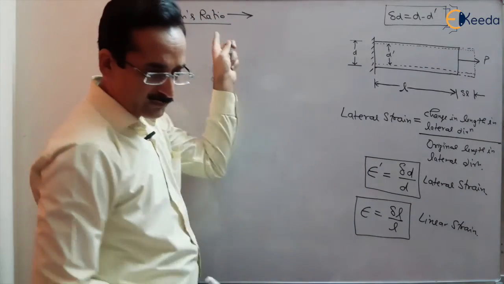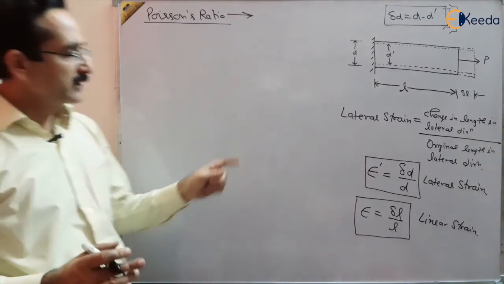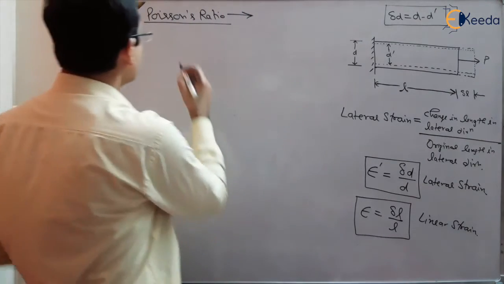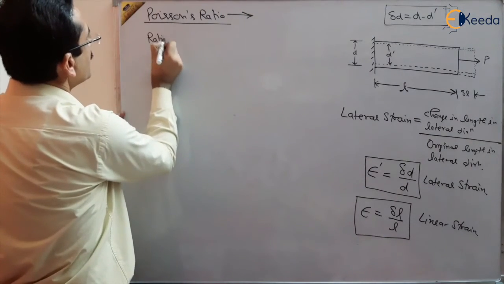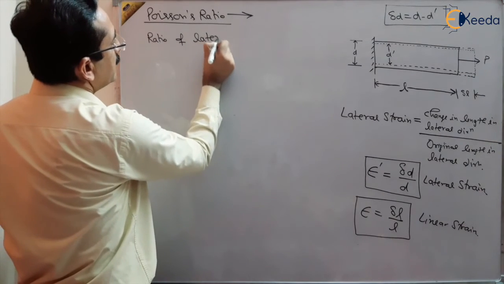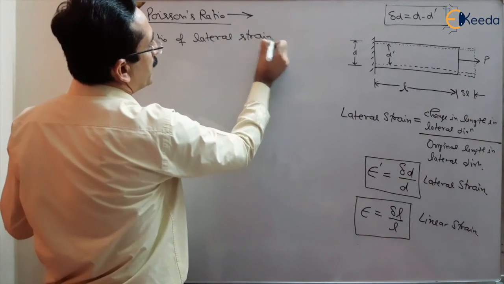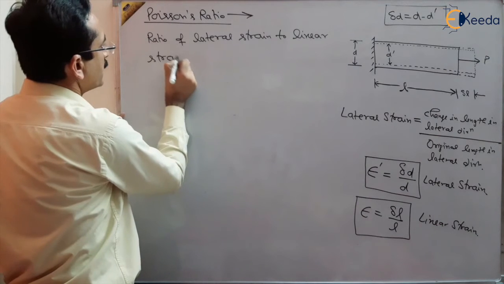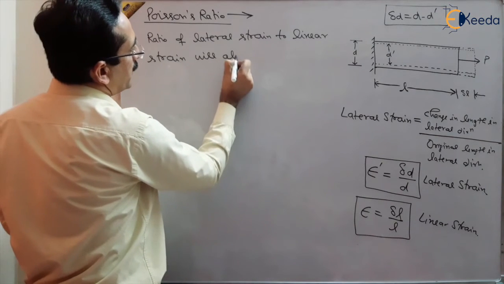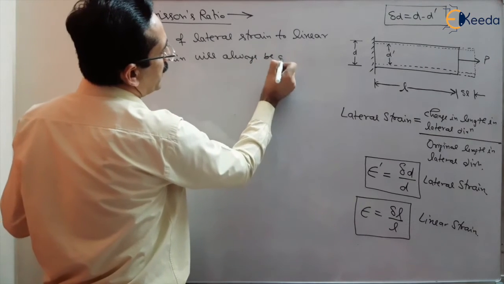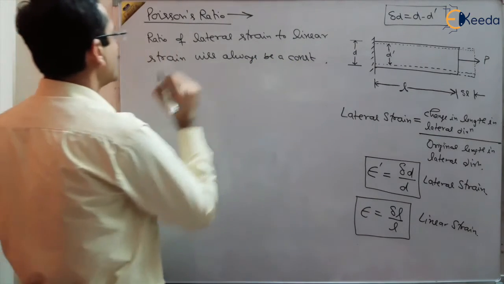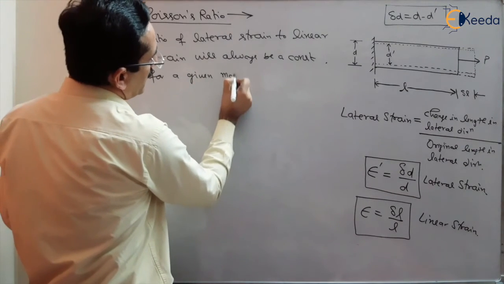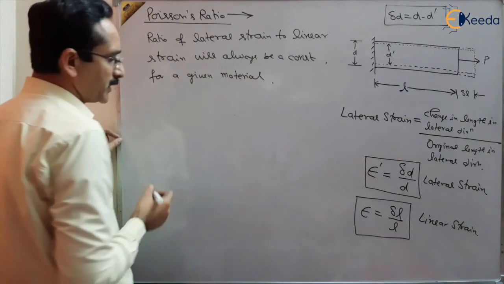Poisson's ratio. What is Poisson's ratio? Poisson's ratio states that the ratio of lateral strain to linear strain will always remain constant, right? So the ratio of lateral strain to linear strain will always be a constant for a given material. It is a material property, right?